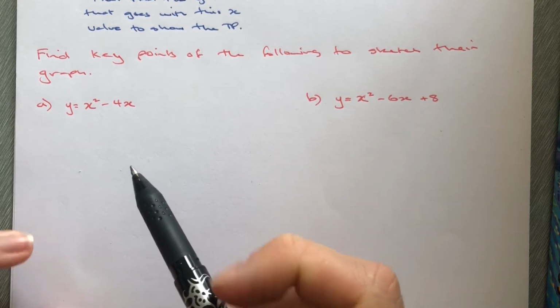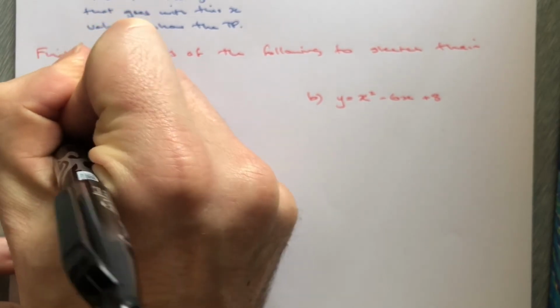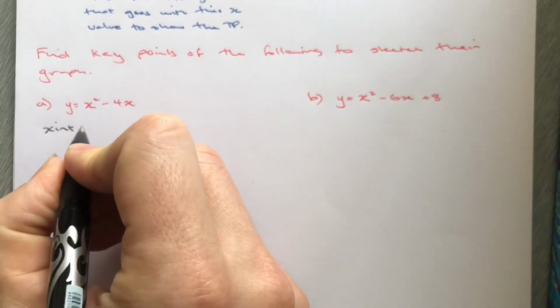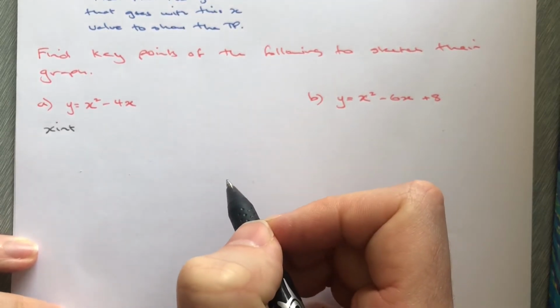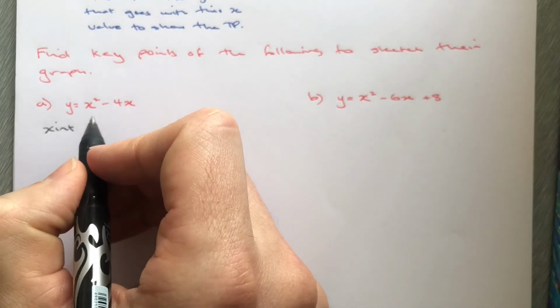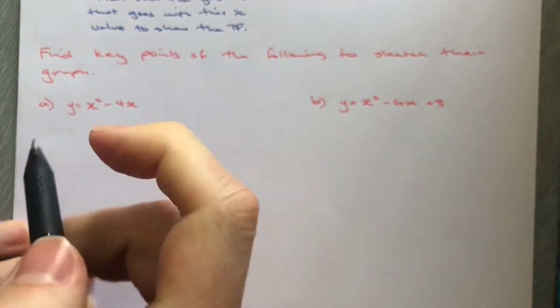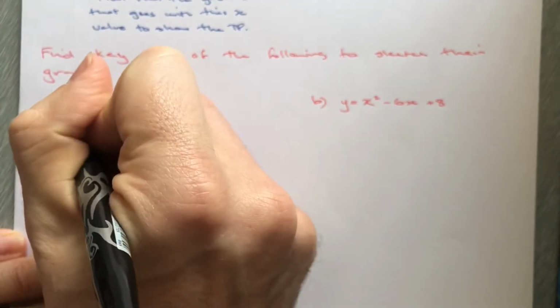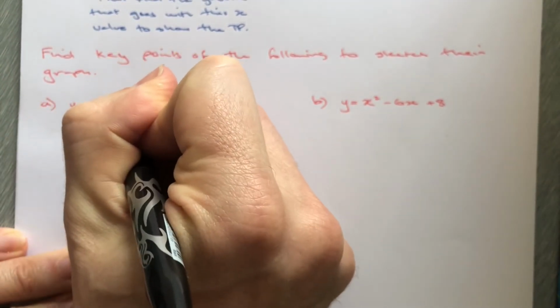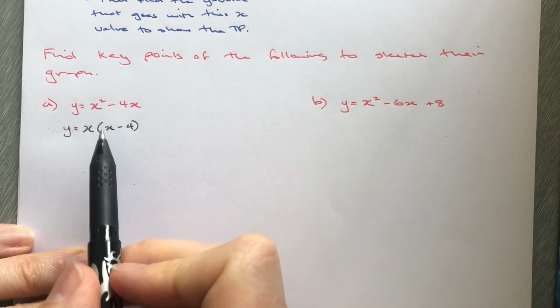I'm going to start with x-intercepts here. Now to find the x-intercepts, we need to make y equals 0. But factorizing is also going to help us too. Okay, so actually I might factorize first and then I'll make y equals 0. Alright, so if I look at this here, I can see that x is common to both sides, so I can take x out as a factor, and that gives me x minus 4. So if that's expanded, it's going to give me the same as what's up there.